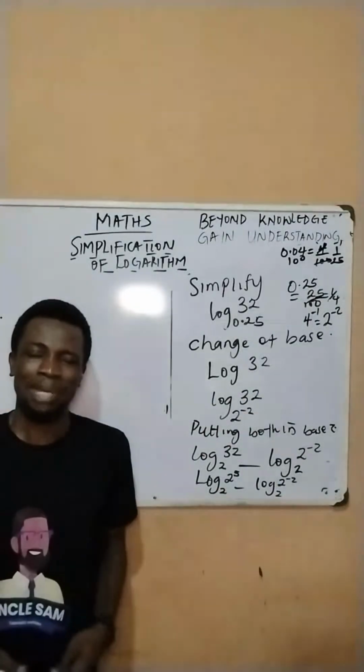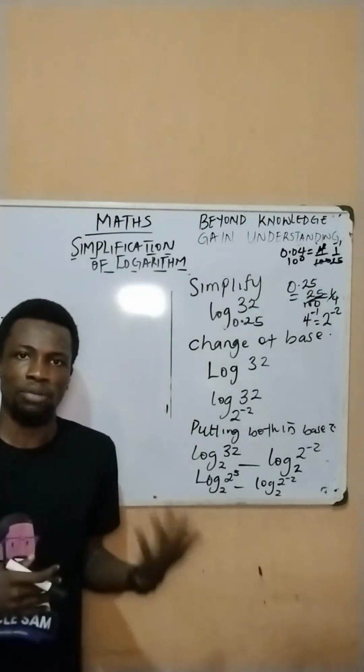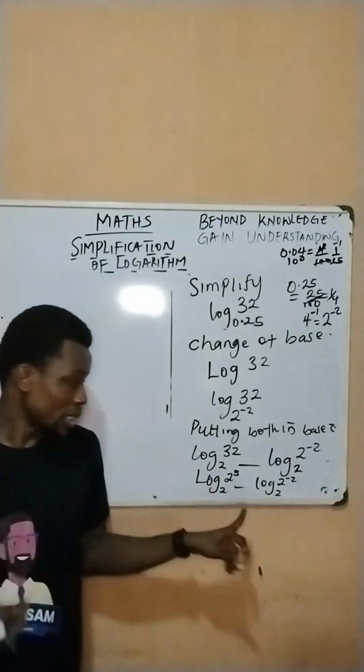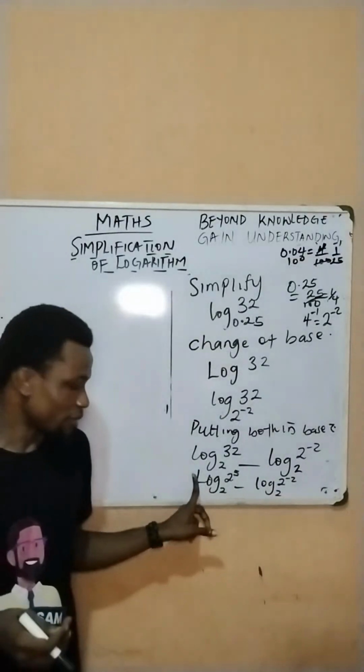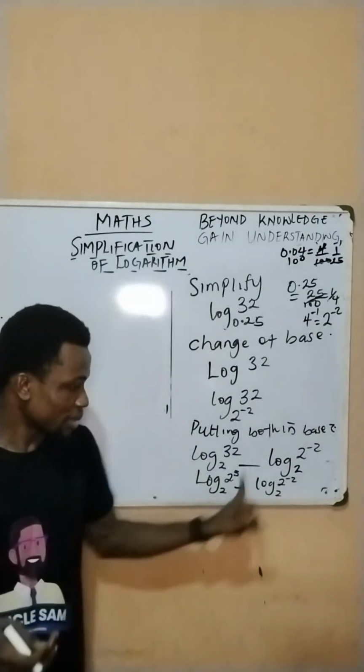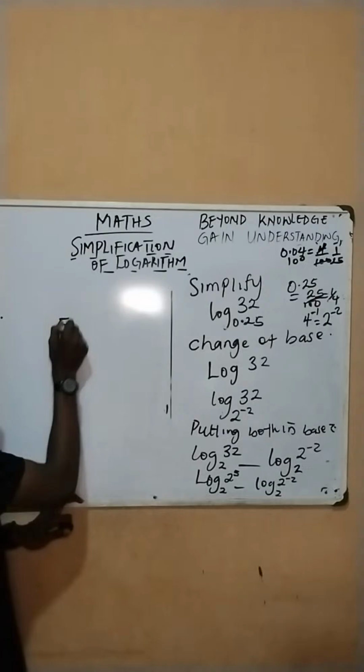Now we can go ahead and apply the basic law of logarithm, which is what? The power law, where if the log has a power, it can go and become the coefficient of the log. Same thing will happen. So this is now going to give us 5.